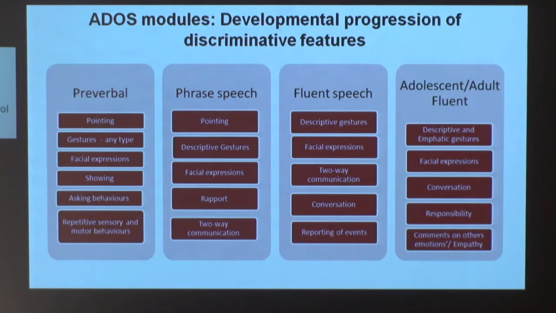Even in adolescence and adulthood, we are still looking at the range of facial expressions. We're still looking at the use of gesture. Notice that the gestural abnormality in autism can get a little bit more subtle. So quite often in the adult, we're looking at the use of emphatic gestures. You'll find that an adult, high-functioning person with autism will often use descriptive gestures, but what they won't do is beat their hands to the beat of their speech. And that becomes a discriminative thing.